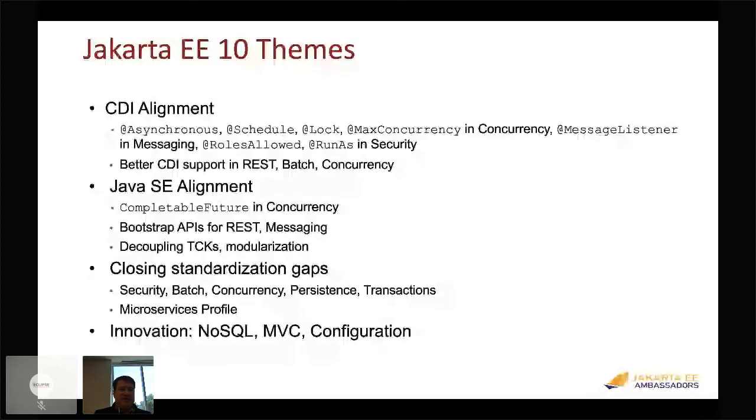So going forward, features that will be added, or are being looked at, include more alignment with CDI, adding support for asynchronous, pulling stuff out of the EJB specification, and adding support for message listeners. Java SE alignment: adding in CompletableFuture and concurrency, improving Bootstrap APIs, decoupling the TCKs and modularization. So, for example, taking advantage of the modularization support that was added in Java 9. Closing some of the standardization gaps on security, batch and concurrency, persistence, transactions. Standardizing things that weren't standardized in the first go around, where it's become obvious that they need to be updated or extended. And then some innovations, support for NoSQL configuration, which is now in the process of being moved over.